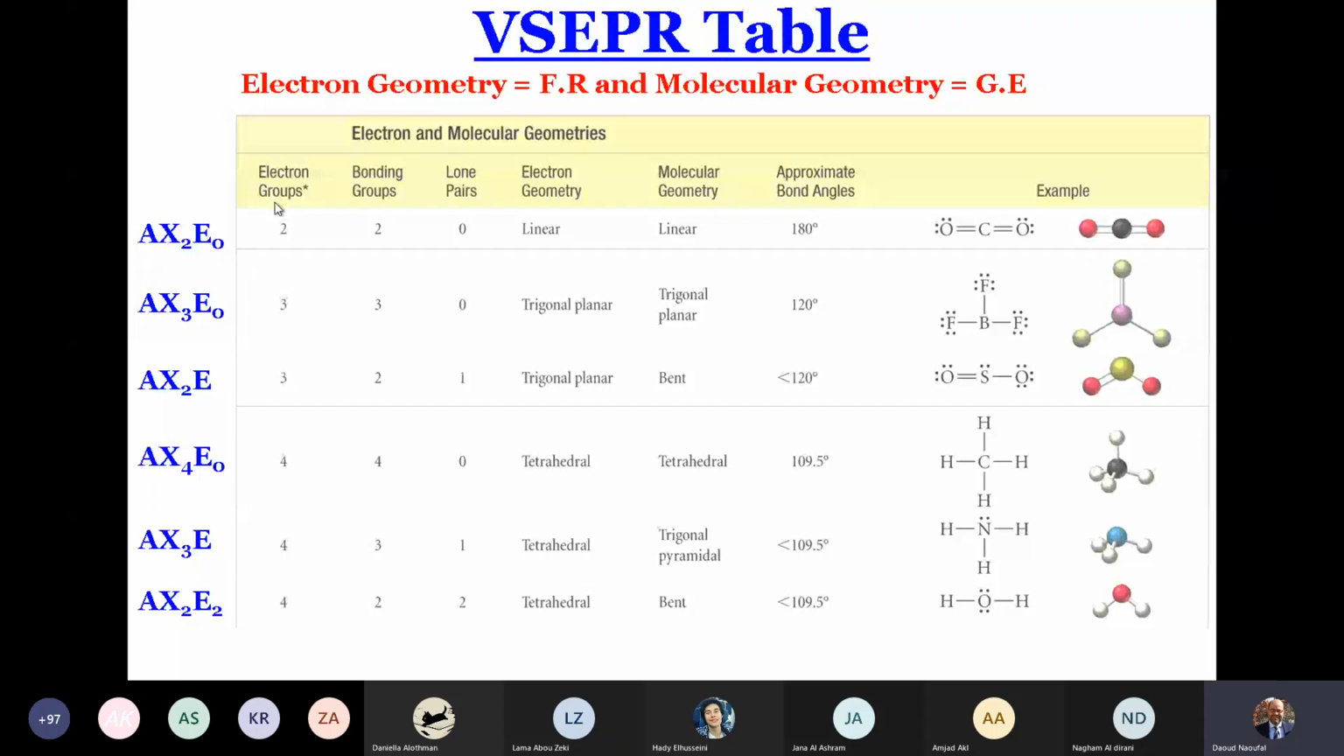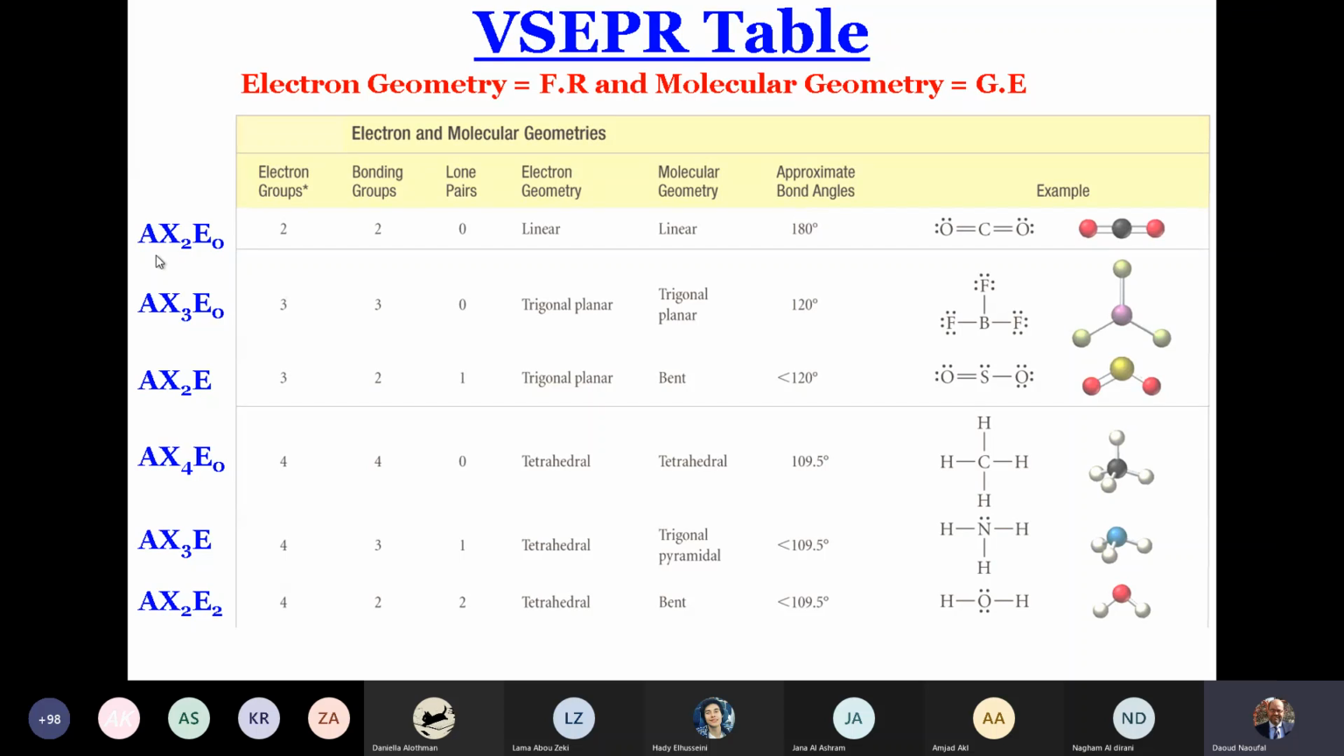In this table, we have the electron groups, the bonding type, the lone pairs, the electron geometry, which is the figure of repulsion, the molecular geometry or the molecular shape, which is simply the geometry, the angles, and the form, the ball and the stick form.